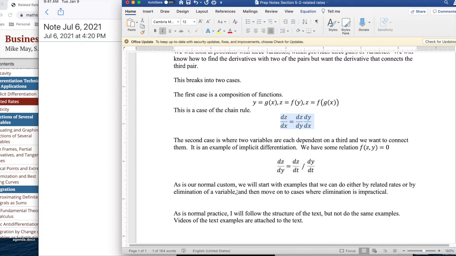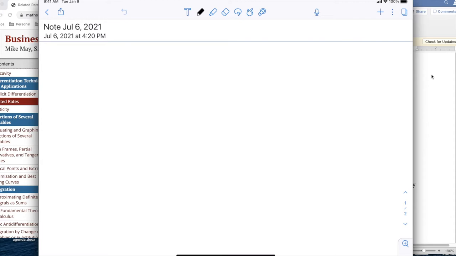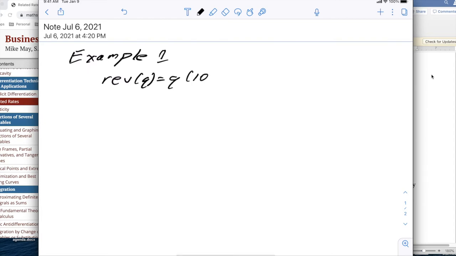As is our normal custom, we'll start with examples that we can do either by related rates or by elimination of a variable, and then move on to cases where elimination's impractical. And once again, as is normal practice, I'll follow the structure of the text, but do different examples. So the first example, I'm going to look at something like revenue of quantity is equal to quantity times 10 minus quantity, and cost of quantity is equal to 5 quantity plus 100.